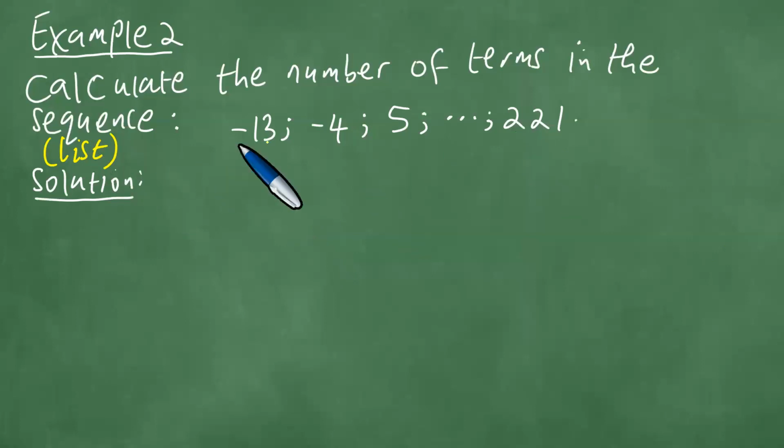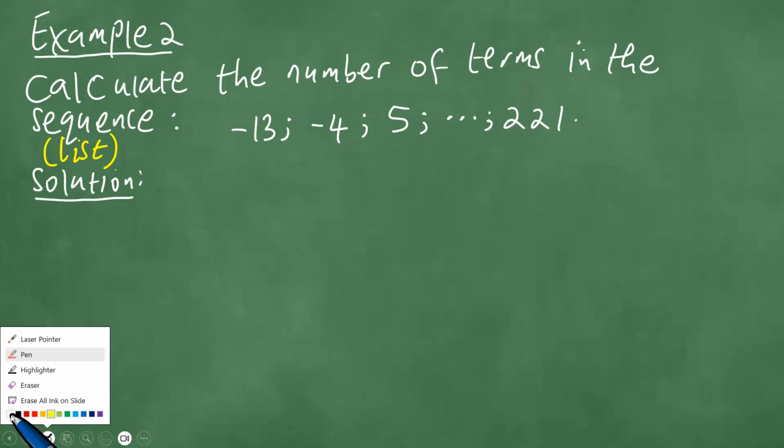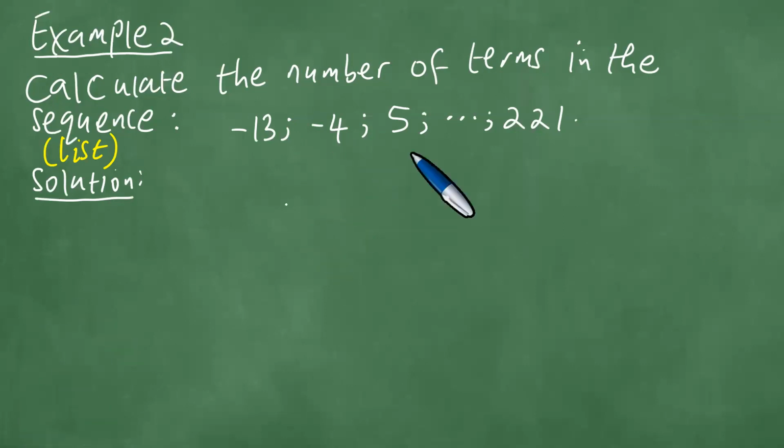So in mathematics, when you give a list with semicolons that separate the items in the list, we call this a sequence. Right, now what is the question? We want to calculate the number of terms in the sequence. So to find the number of terms, what do we want? We want the number of terms. Number of terms means we're looking for n.